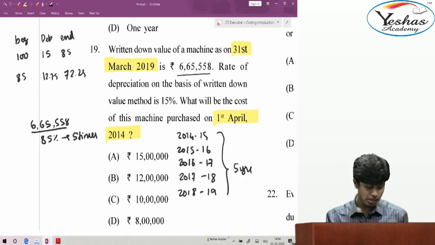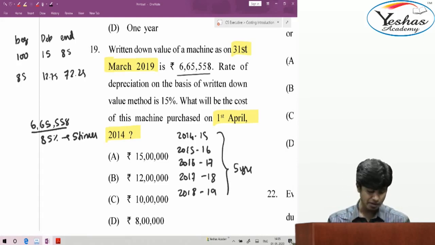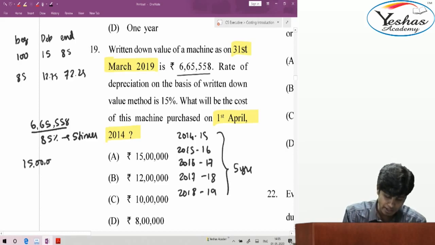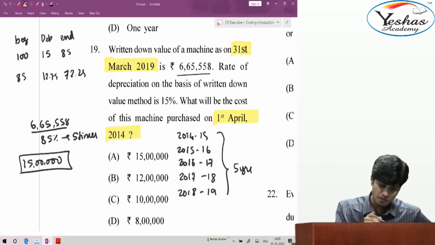Come on, let us do this. 6,65,558 divided by 0.85 is 7,83,000. This is the value as at the end of year 4. I'll again divide it by 85% or 0.85. So 2 times done. Again divided by 85%, 3 times done. Again divided by 85%, 4 times done. Again divided by 85%, 5 times done. So I'll get the value of 15 lakh. You might get some decimal values, point some 10 and then like 7041. So the answer is basically 15 lakh rupees.